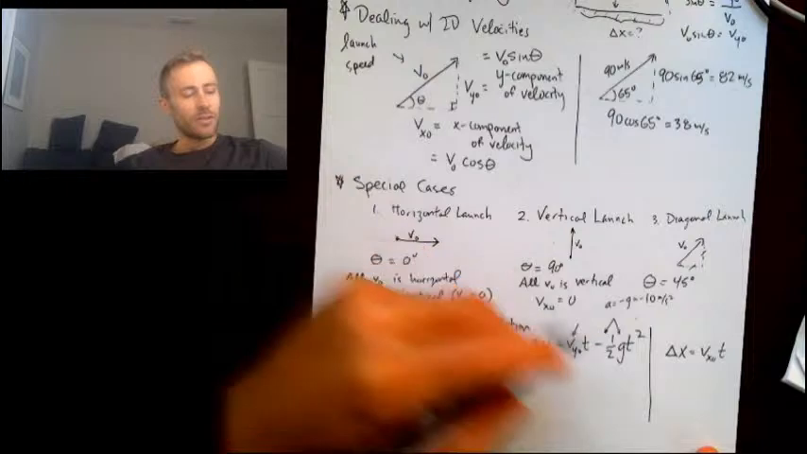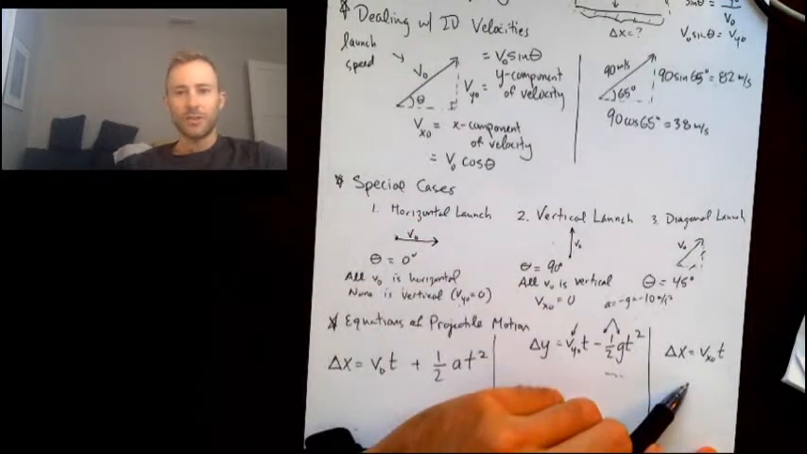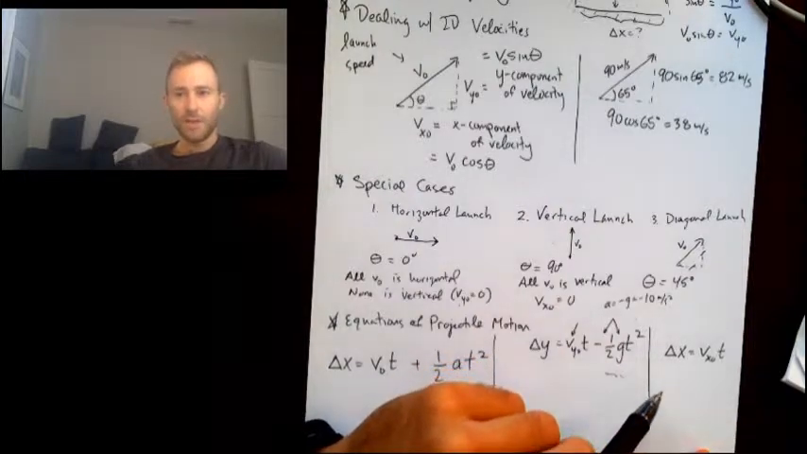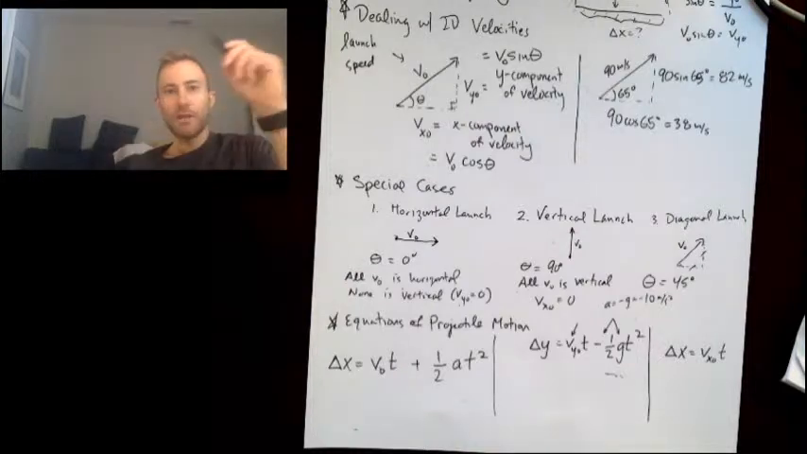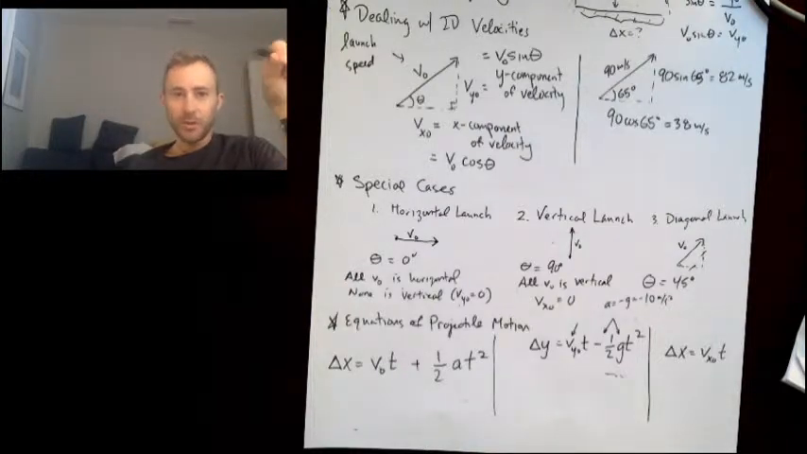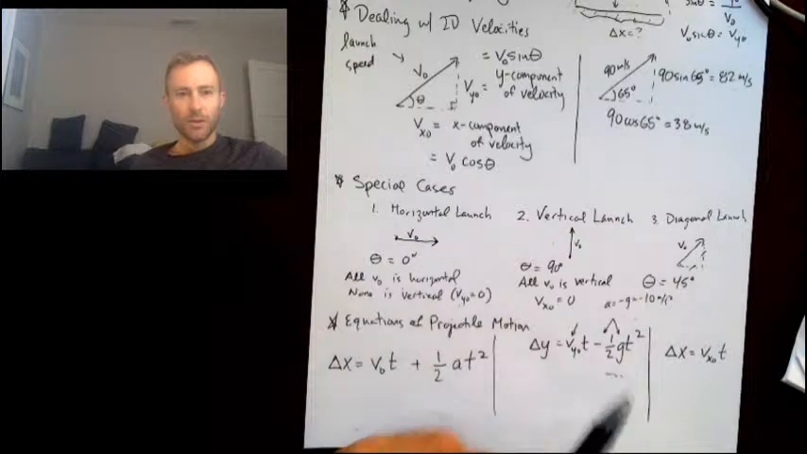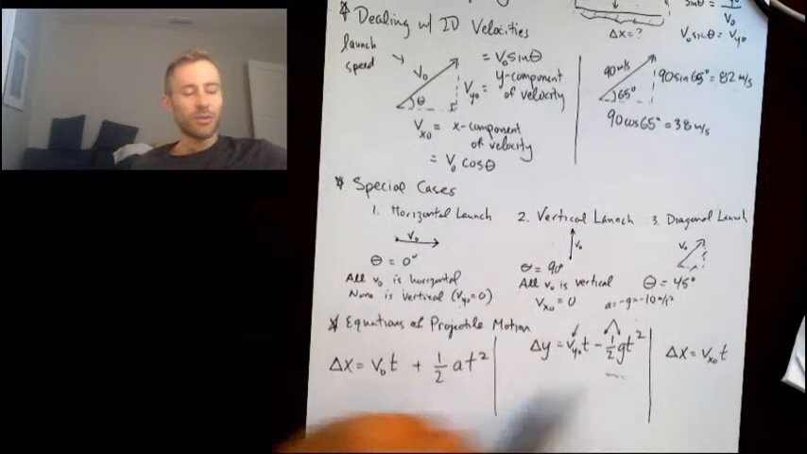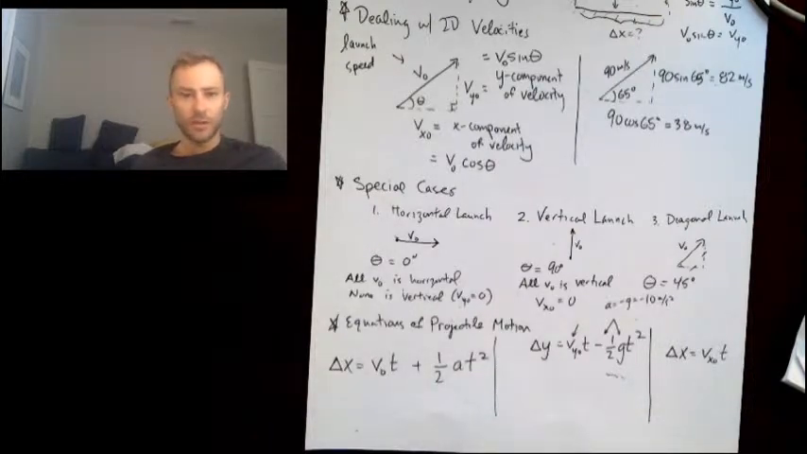Notice that the delta y equation has a t squared term, but the delta x equation does not have a t squared term. Okay? Why is that? Well, that's because gravity causes things to accelerate vertically. Gravity doesn't pull things sideways. So the t squared term represents acceleration. Gravity only accelerates things vertically. So we only have a t squared term in the delta y equation. We don't have it in the delta x equation.